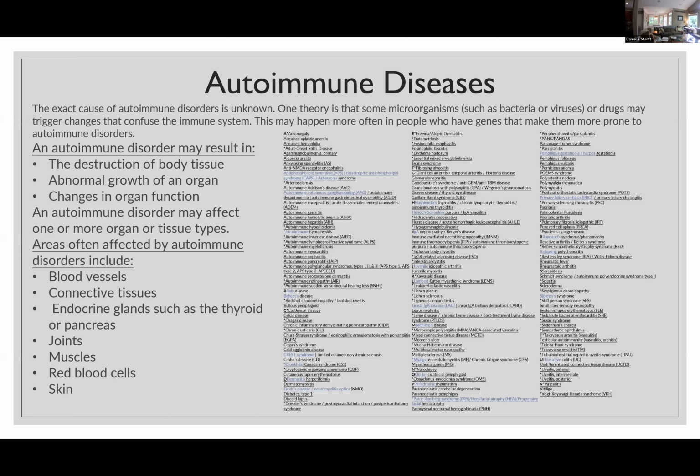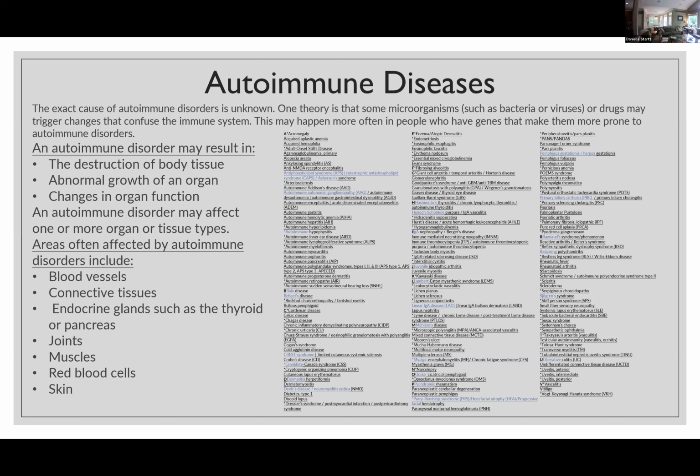So here is a list of them. Very small list, but they're all clickable. So examples would be, well, let me just say the exact cause is unknown. One theory is that some microorganisms, such as bacteria, viruses, or drugs, may trigger changes that confuse the immune system. And this may happen more often in people who have genes that make them prone to autoimmune disorders.